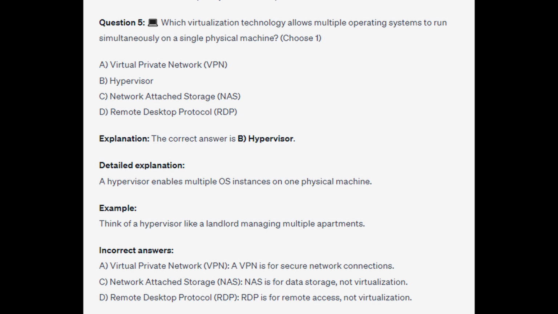And for the incorrect answers, virtual private network or VPN is for secure network connections. A NAS, or network attached storage, is for data storage, not virtualization. And RDP, or remote desktop protocol, is for remote access, not virtualization.